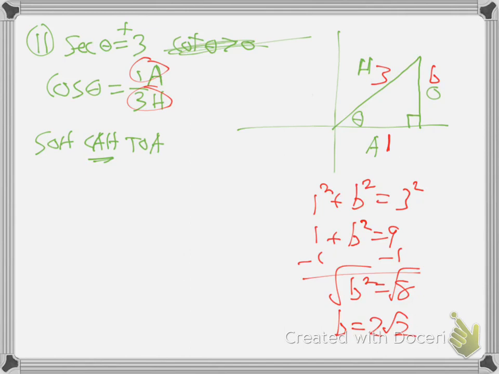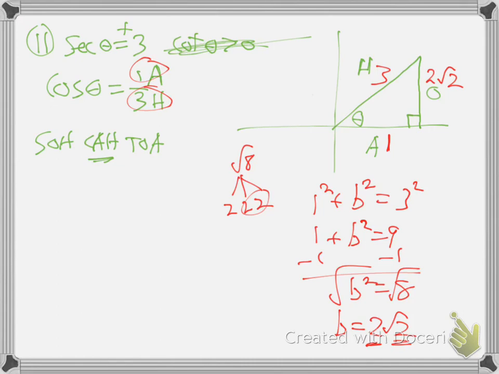Simplified. Remember how that works? When you get the root of 8, you break it down. 2 times 2 times 2 is 8. 2 2's in, sends 1 2 out, the other's left in. So 2 root 2. So B, right here, is 2 root 2.